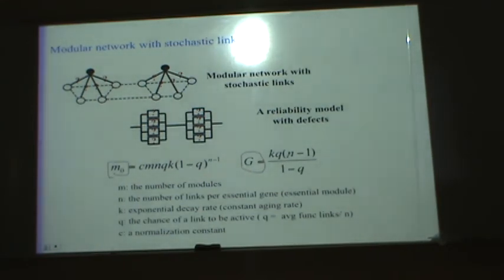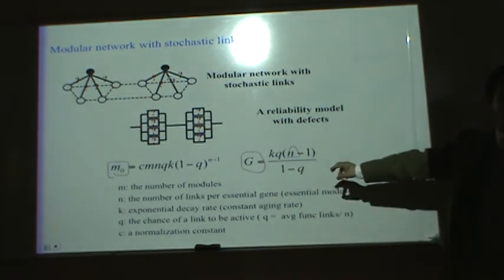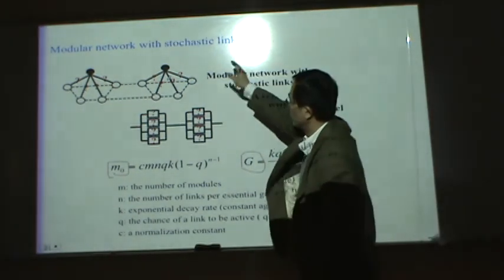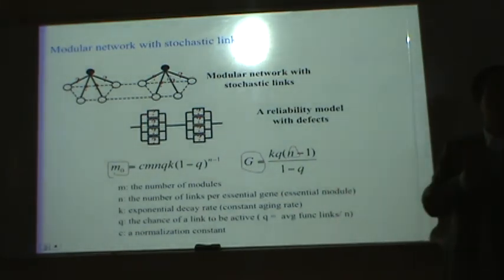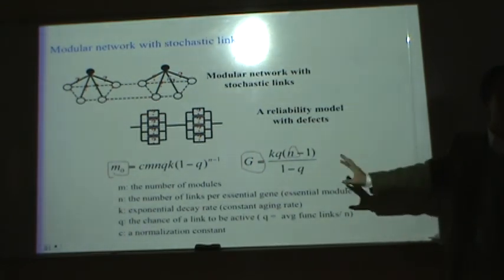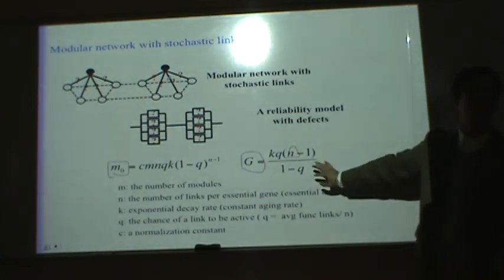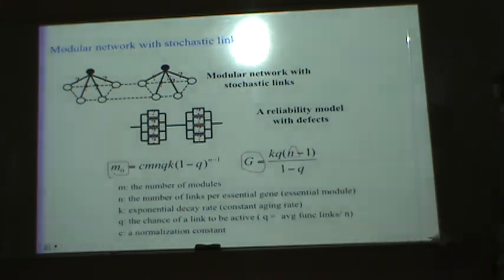Now, what is N? N is the number of interactions per module. So basically what I'm saying is, the more interactions I have, if the number of gene interactions is more, my rate of aging is larger. But basically this is my solution of the model. So N is the number of gene interactions here.